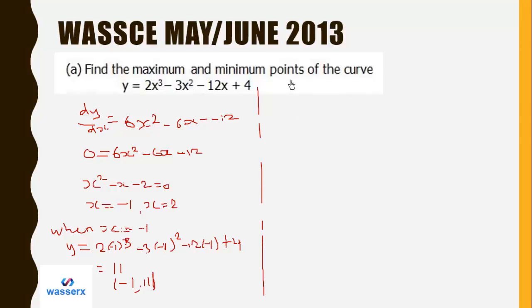Now when x equal 2, we sub in x equal 2 into this function again over here. So when x equal to 2, we are going to get y to be equal to -16. When you sub in 2 into this, you are going to get y equal to -16. So another turning point is 2 and negative 16.